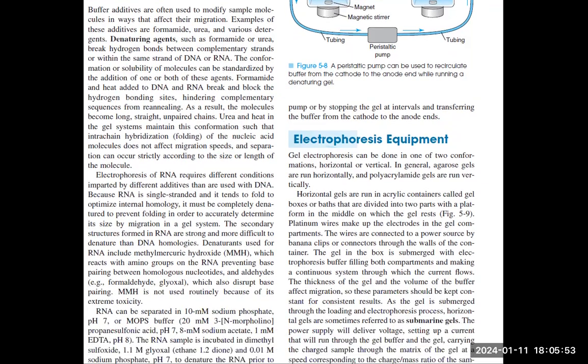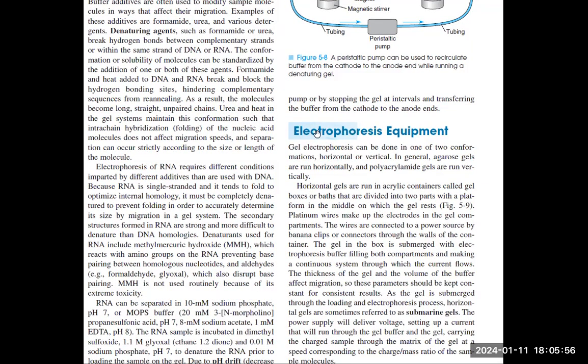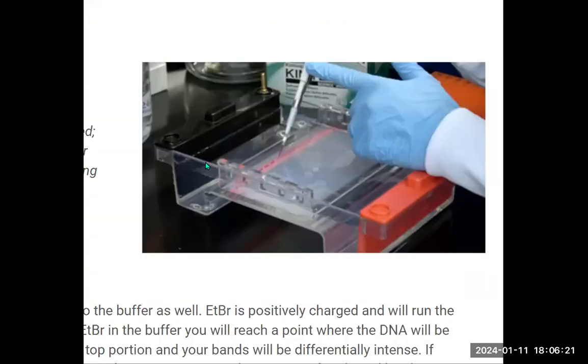We also have the electrophoresis equipment. For gel electrophoresis, we have the horizontal and vertical. If it's horizontal, that's for agarose gel, and if it's vertical, it's for PAGE or polyacrylamide gel electrophoresis. In general, agarose gels are run horizontally and PAGE gels are run vertically. Horizontal gels are run in acrylic containers. This is an acrylic container, and in the middle you will be placing the agarose gel slab. It could be square or rectangular.